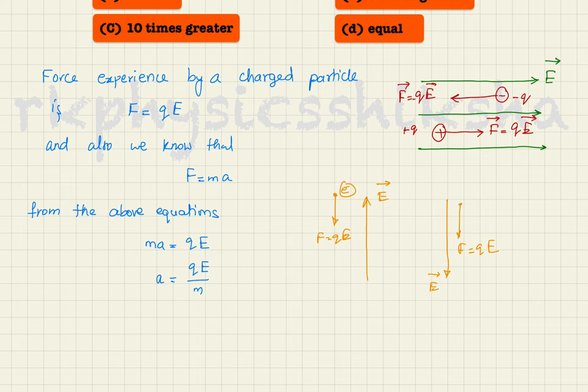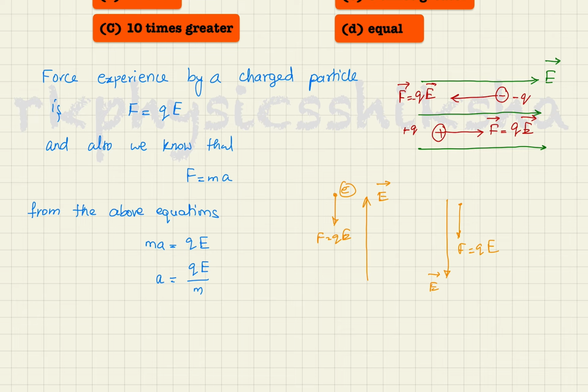Because their charges are the same, electron and proton have the same charge, the force experienced by the electron and proton in this constant electric field, which is reversed also, will be the same, but the directions will be different. The force direction on the electron will be opposite to the field, and the force direction on the proton will be along the direction of the field. That will be the only difference here.